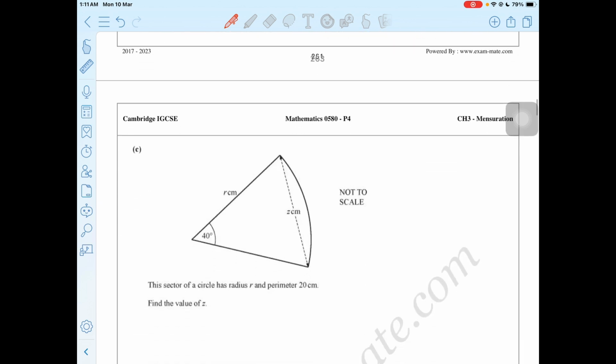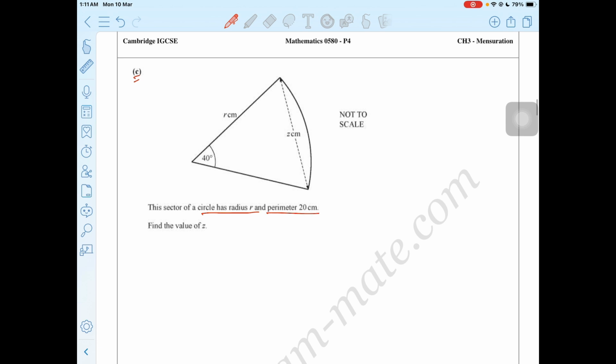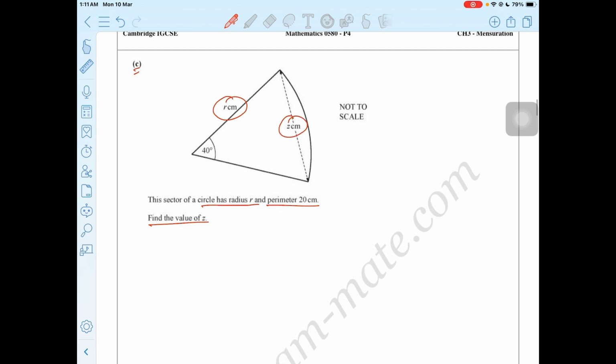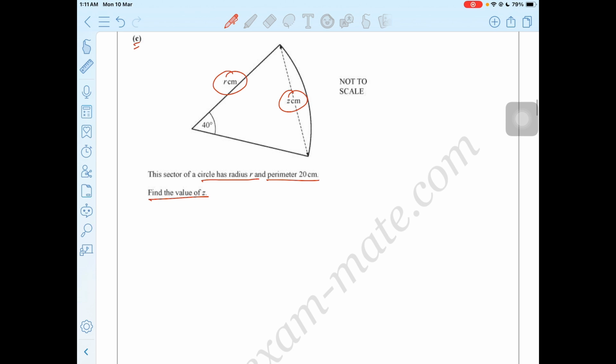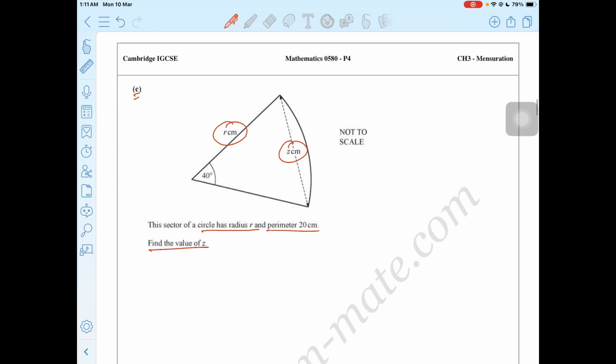Okay. Now we have part C. The sector of a circle has a radius r and the perimeter is 20 centimeters. Find the value of z. So it has r and then z, and the perimeter is 20 centimeters. We can calculate this as well, and we can use this to calculate z. Let's quickly do this.